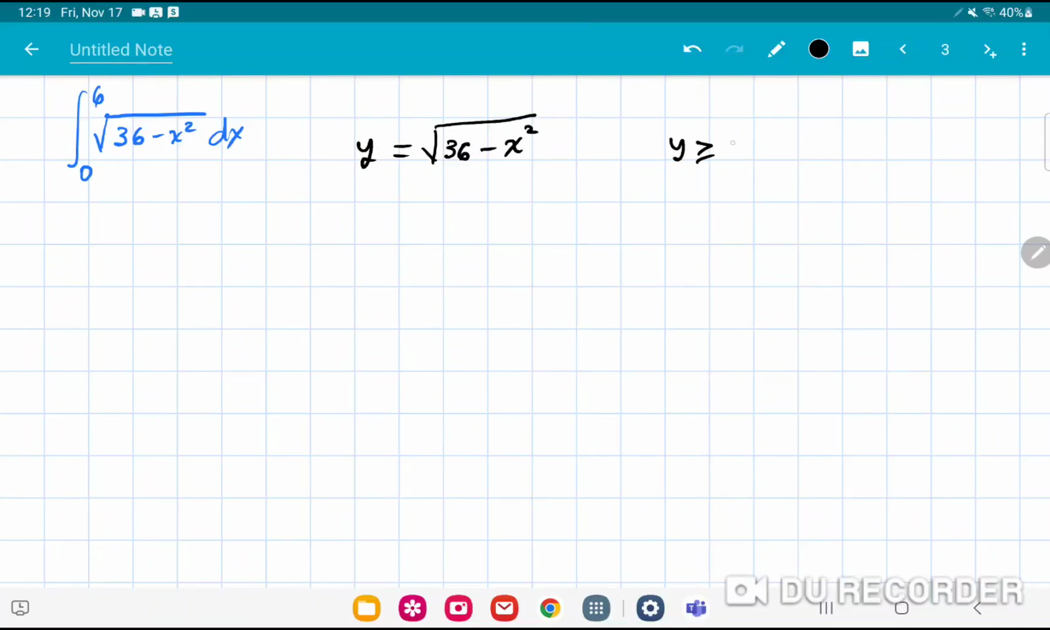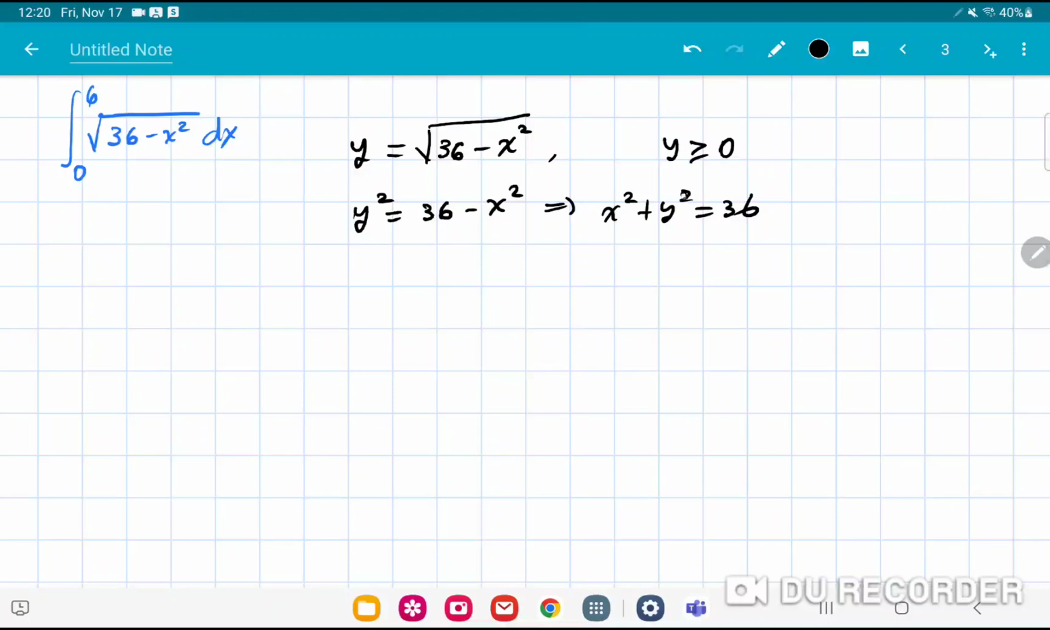We're going to need, remember that y must be greater than or equal to 0 because square roots are always positive. Now square both sides, so you get y squared equals 36 minus x squared. This gives you x squared plus y squared equals 36. I just brought that x squared over to the left side. This is an equation of a circle. Center is at 0, 0, and radius is 6, square root of 36.